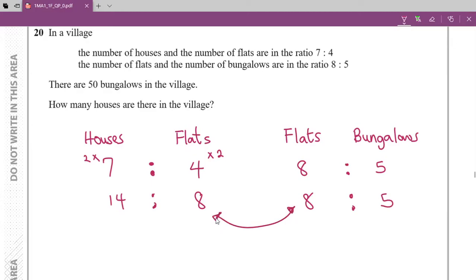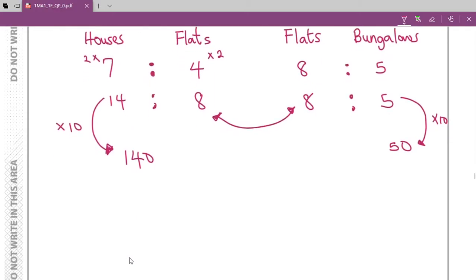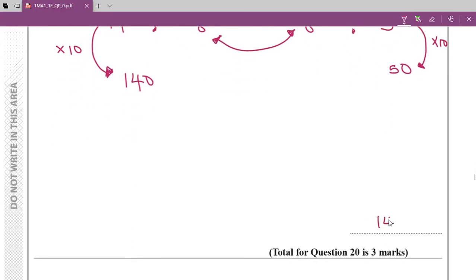Now going back to the main question, it says there are 15 bungalows in the village. So really there are 5 bungalows in the ratio, and to move from 5 to 15, you have to multiply by 3. And it says how many houses are there in the village. To find the number of houses, I have to also multiply here by the same number. Whatever I do on the right here, I do on the left. So 14 times that number gives the number of houses in the village. So I come down here and write in the answer.